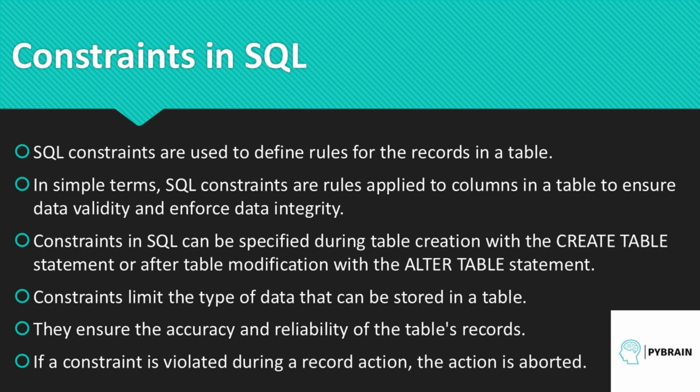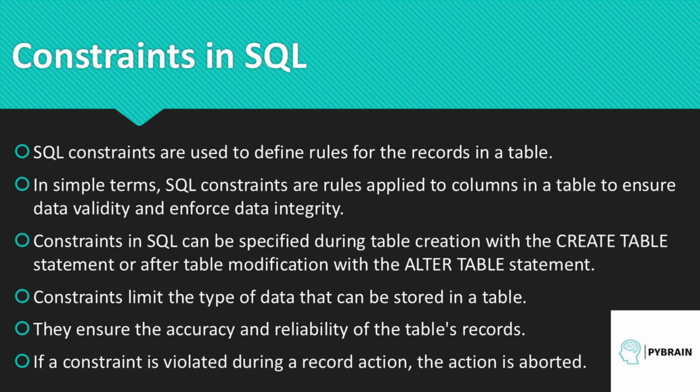Constraints are like the rules or conditions we set on columns in a table to ensure data validity and integrity. In simple terms, they make sure the data we store is accurate and reliable. Without constraints, there'd be no way to enforce things like unique values or mandatory fields. If a constraint is violated during a record action, the action is aborted.